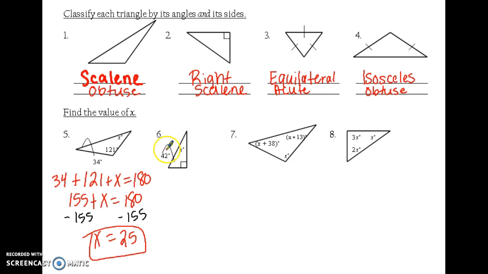Number 2, we have 42 plus this 90-degree angle plus x equals 180. 90 plus 42 is 132. And now we have a one-step equation, so we're going to subtract 132 from both sides. And that is 48.